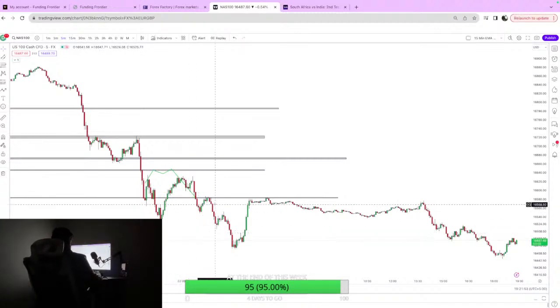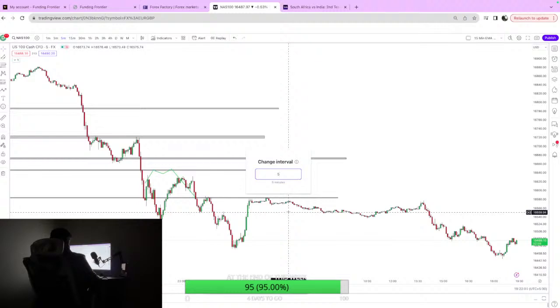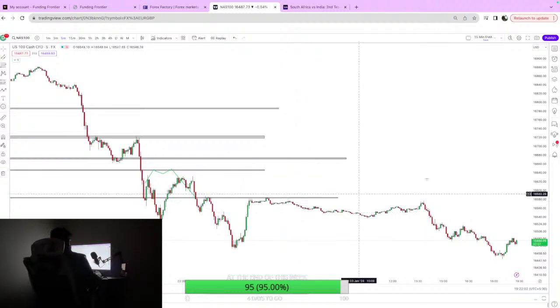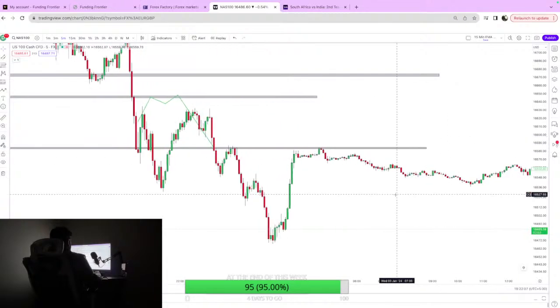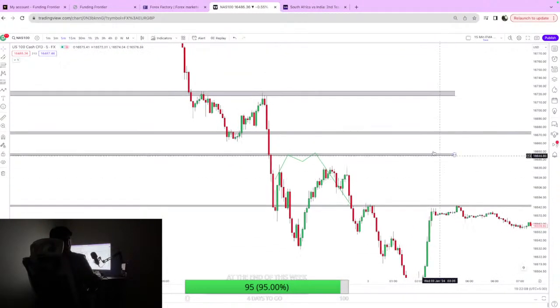So as you all know, we start the session with a recap. Okay, let's see what we did yesterday. So yesterday we had made these levels and we were not having any fine setup, so we were not interested in taking any trade.